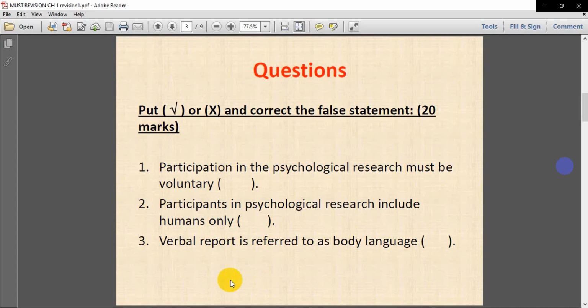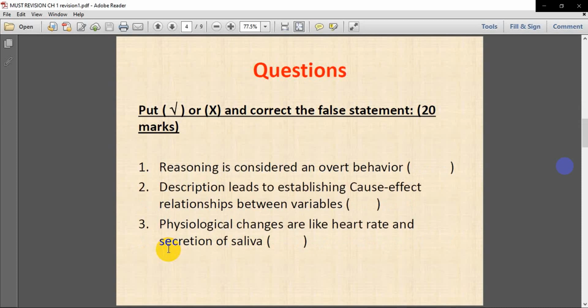Now, what about our question? Verbal report is referred to as body language. False. Which is referred to as body language? Non-verbal communication. So it's false, and the correct answer is that non-verbal communication is referred to as body language.